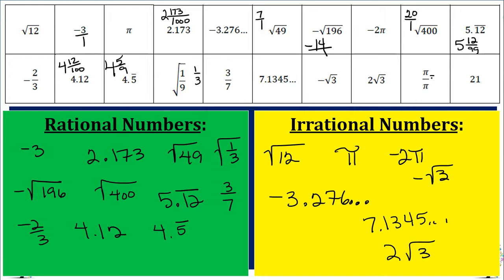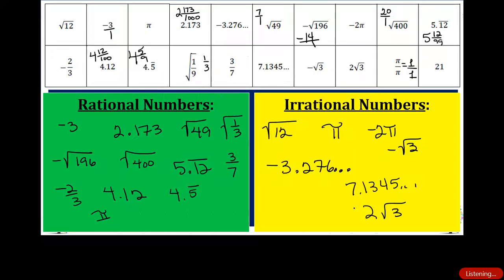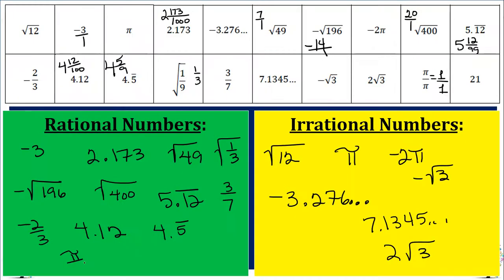Now look at this one. Pi over pi is really 1, and we can put 1 over 1. So this expression is really a rational expression. Whoops. Don't know what happened there, went off the board. And then lastly, 21, and we can write 21 over 1. And that's it, guys. I hope this helps.